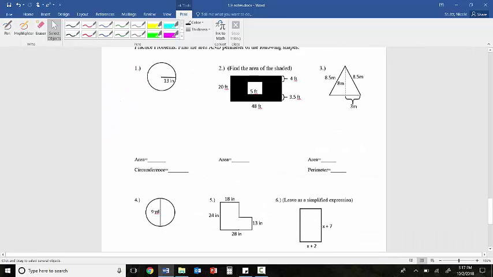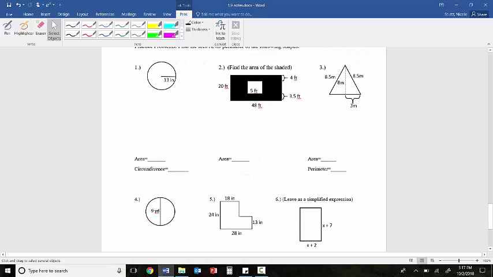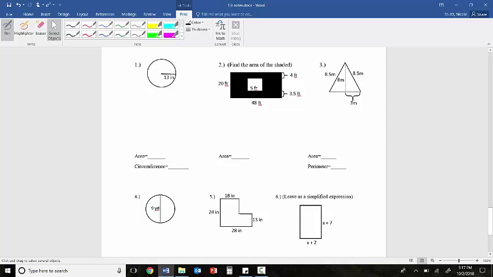So we're going to finish up the lesson with 6 problems. If you want to try them on your own, go right ahead and do that. I am going to go through them one by one.